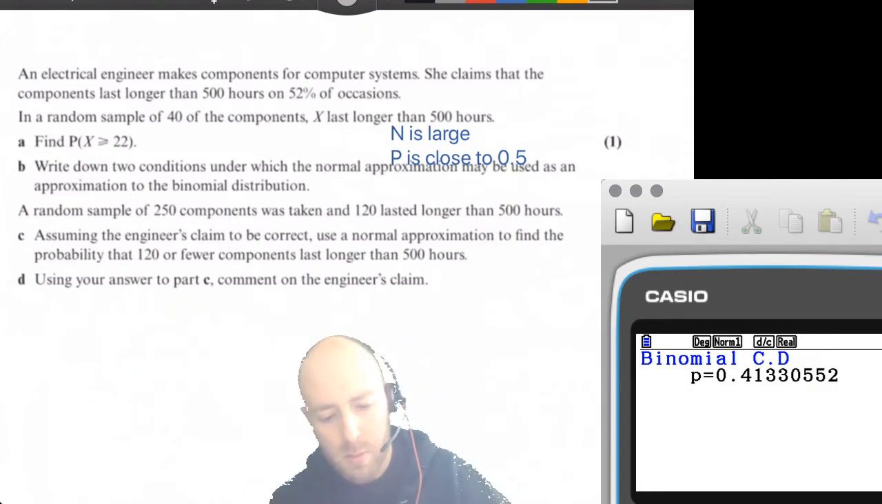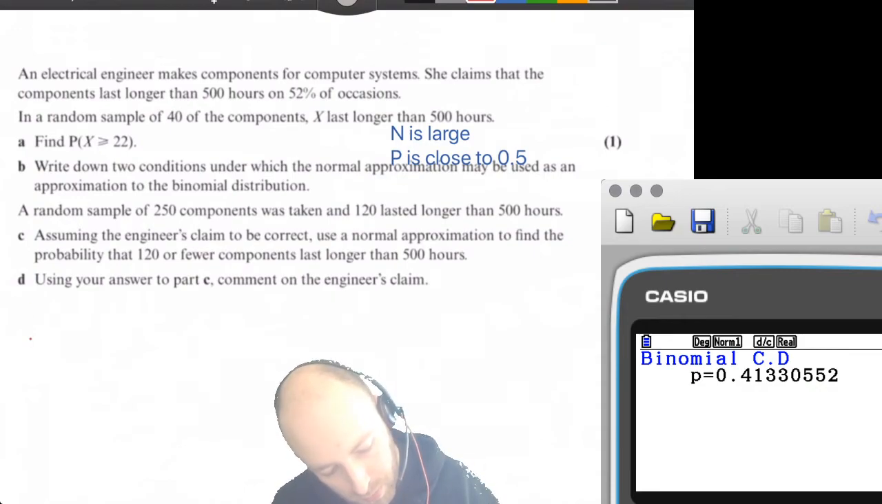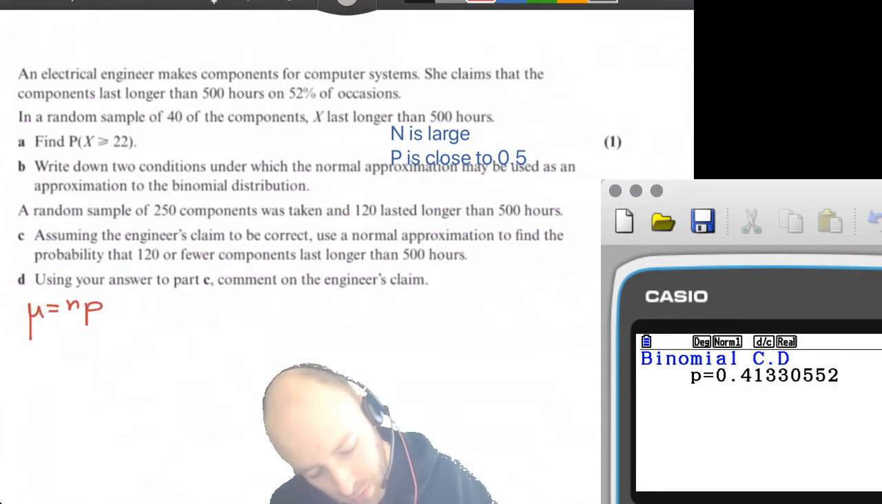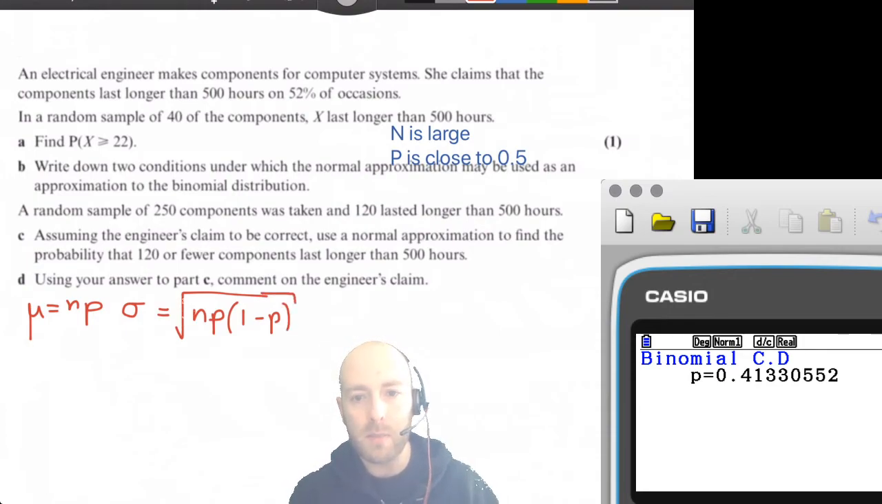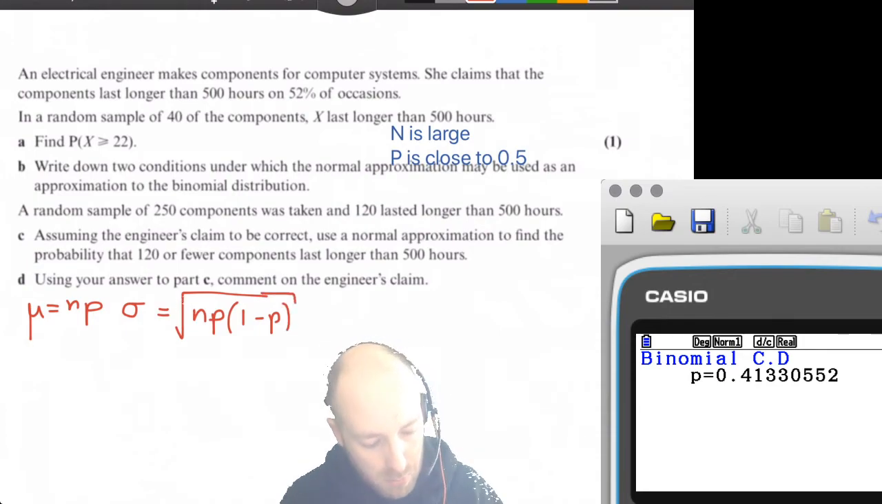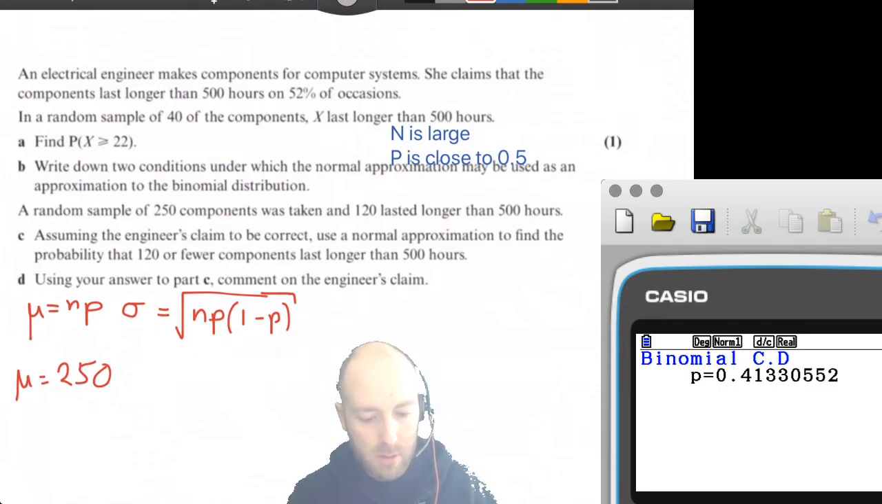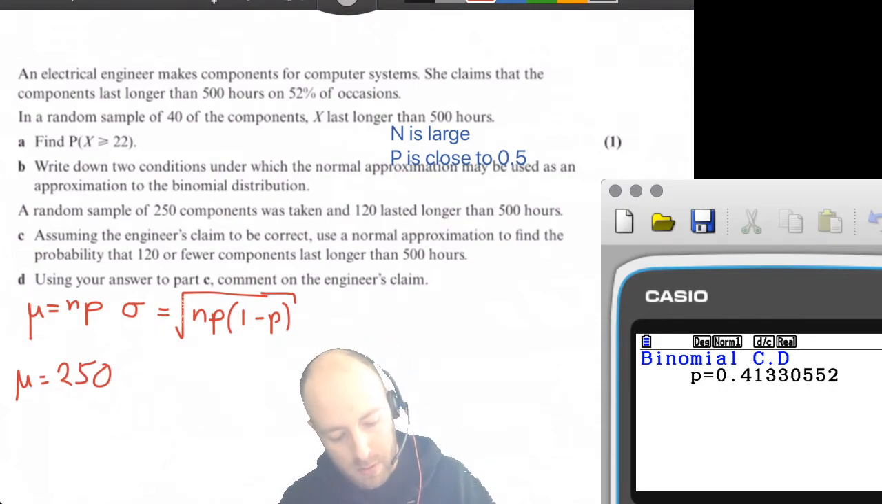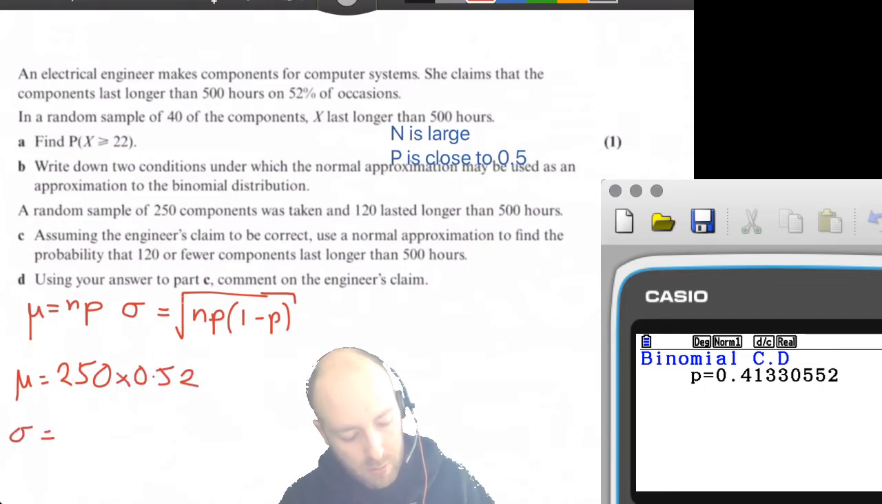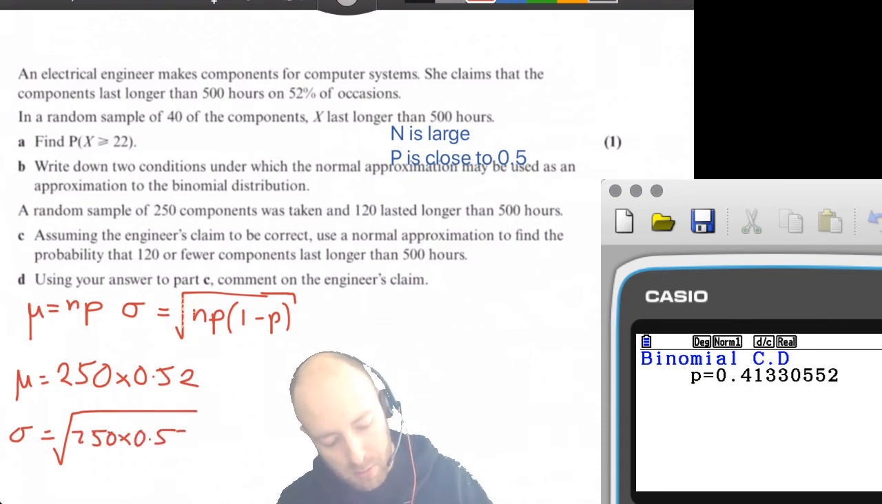That's the key here. So remember our two equations were mu equals np, and sigma is the square root of np times 1 minus p. So let's start off by finding mu and sigma before we worry about anything else. So mu is going to be 250, which is our sample size, times our probability. Well, we're talking lasting longer than 500 hours, so that's still 0.52 as was claimed in the beginning. And sigma is going to be the square root of np, so 250 times 0.52 times 1 minus p, which is 0.48.